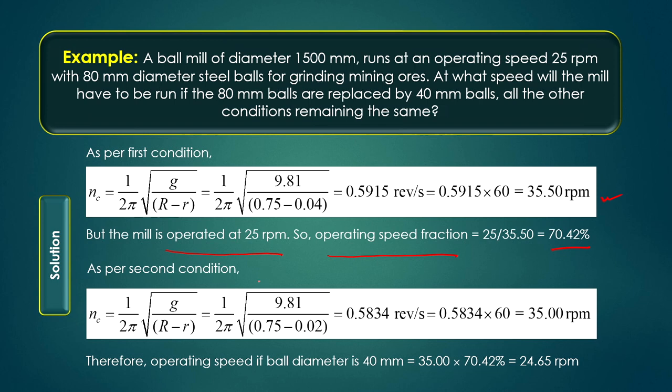As per the second condition, again we can calculate the critical speed, which will come as 35.00 rpm. Therefore, the operating speed if the ball diameter is 40 millimeter, in the second case, will be equal to 24.65 rpm, because the operating speed to be followed is 70.42%. Based on that 70.42%, the operating condition for grinding with 40 millimeter balls will be 24.65 rpm.